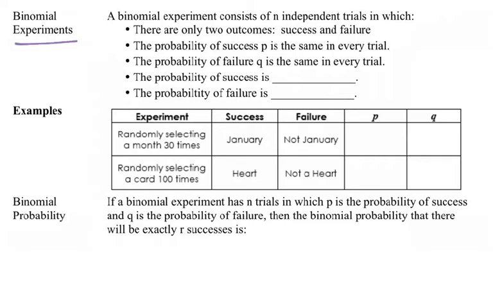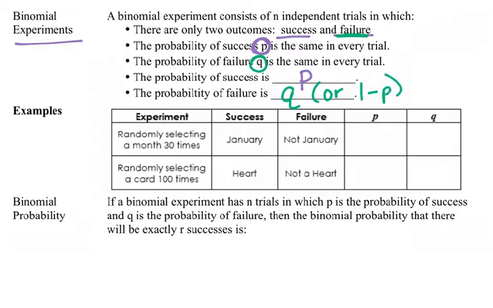So binomial experiments. A binomial experiment consists of n independent trials in which, one, there are only two outcomes, success or failure. That's what we're talking about. The probability of success, which we call P, is the same in every trial. And then Q represents failures. So the probability of success is P, and the probability of failure, we use a Q, or you can think of it as being 1 minus P.